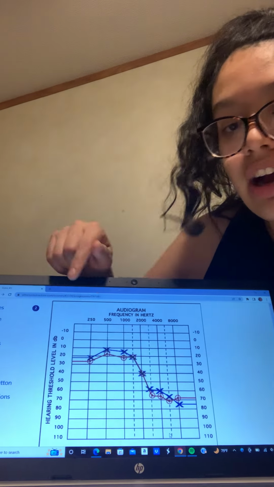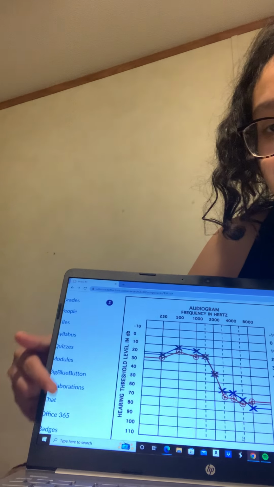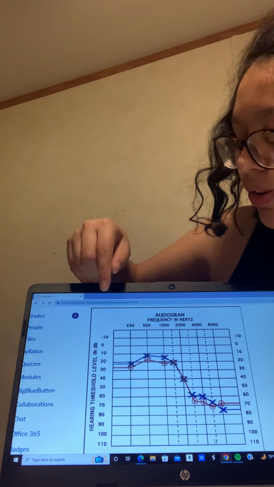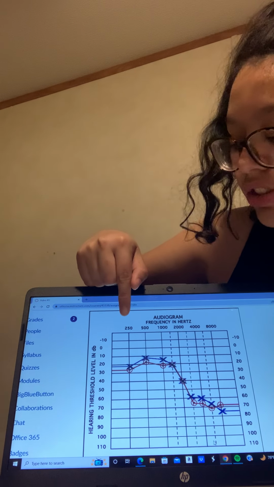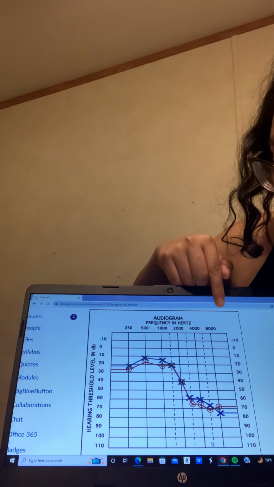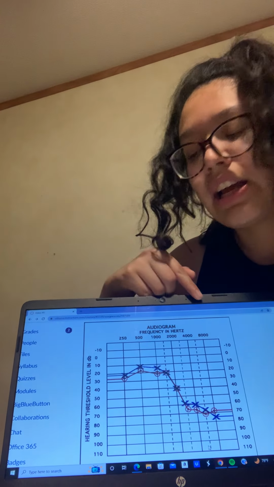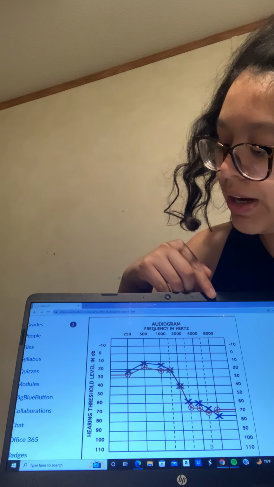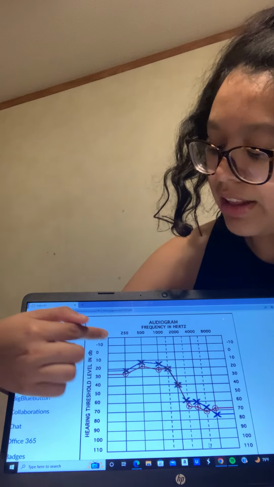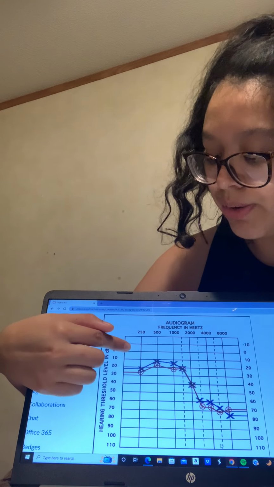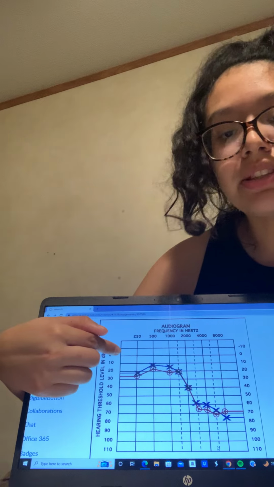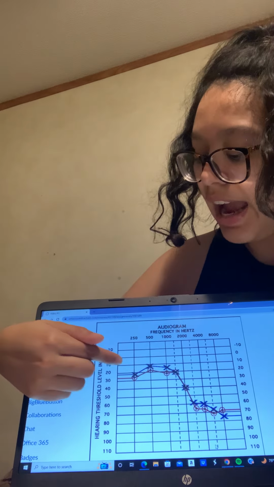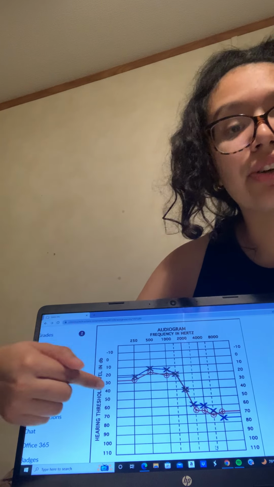And then at the top of our chart, we have a frequency in hertz. We have our low pitch sounds starting at 250, going all the way to 8,000 being our highest pitch. So we go from low pitches to high pitches. We can see that the plot points are marked with X's and O's. The X's, in blue, represent the left ear, and the right is represented by the circles in red.